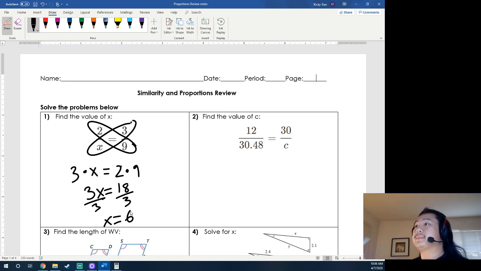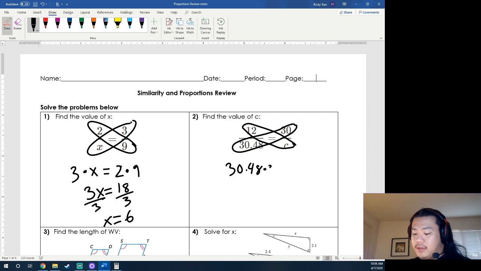Nice and simple. This is what we've gone over. It's a nice review, something easy. So let's move on to number 2. Again, same thing. We're just going to cross multiply.